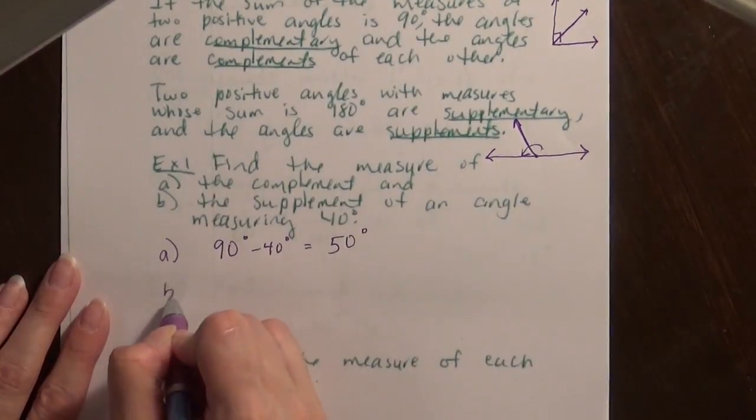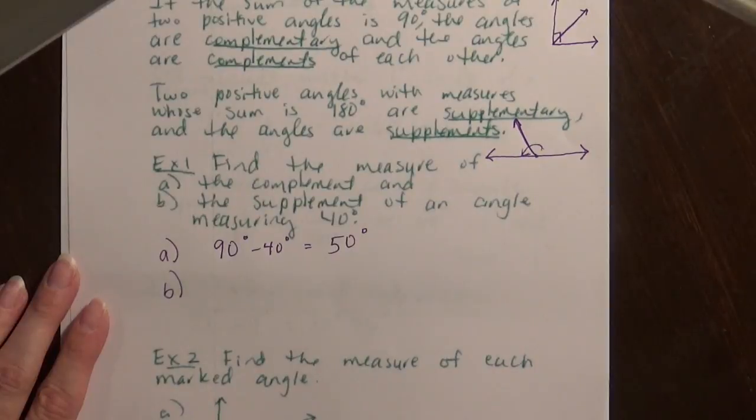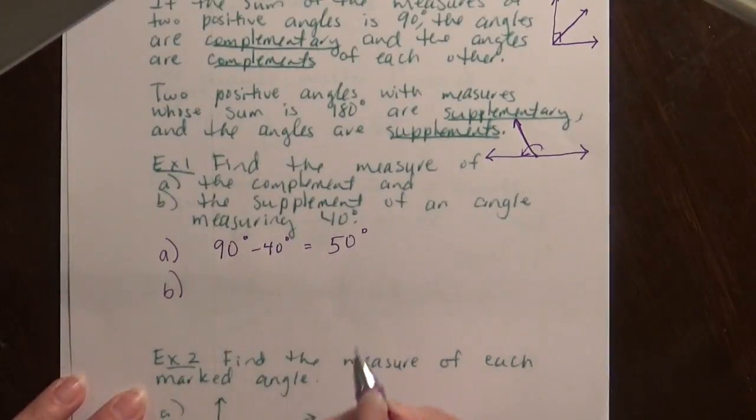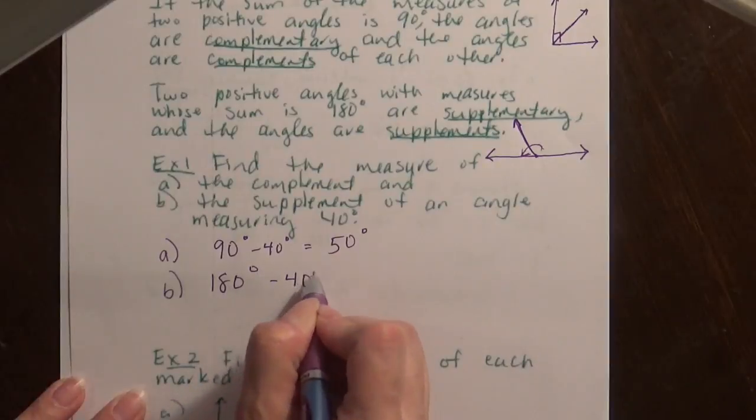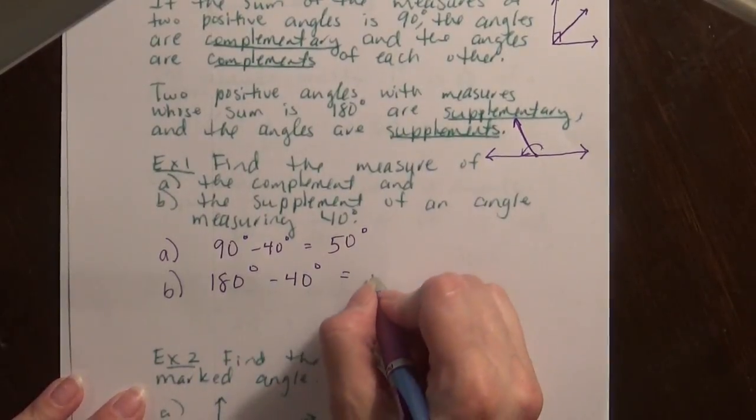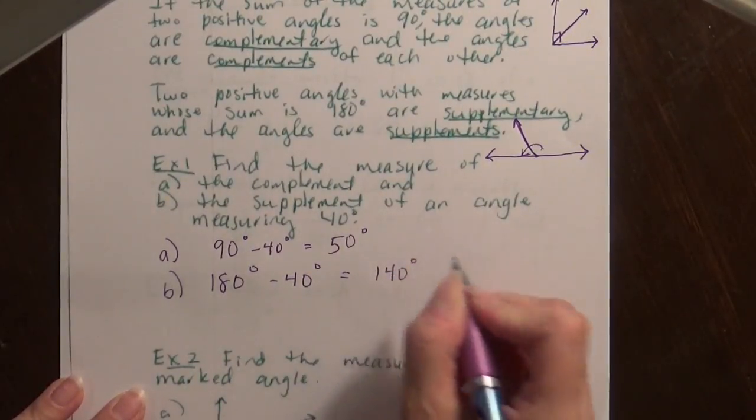In part B, find the supplement of the same angle measuring 40 degrees. The supplement and the original angle are going to add up to 180. So I can do 180 degrees minus 40 degrees. So my supplement is going to be 140 degrees.